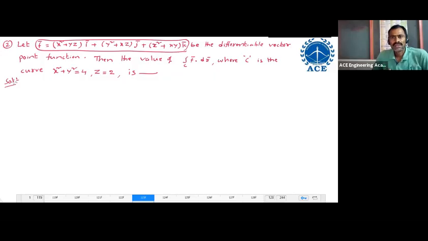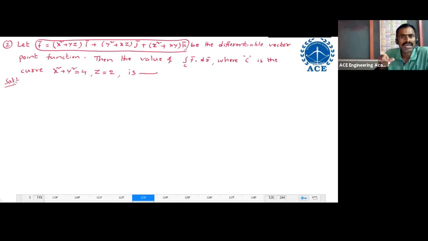For a line integral along a closed curve, we have two theorems: Green's theorem and Stokes theorem. Both are the same; Stokes theorem is the extension of Green's theorem. In the Green's theorem statement, we have written Green's theorem in a plane. Plane means 2D only, so Green's theorem is for a two-dimensional object. Stokes theorem is for a three-dimensional object. Otherwise, both are the same. That is why Stokes is the extension of Green's theorem.